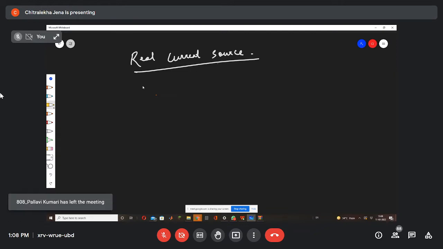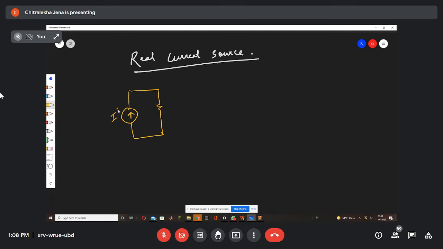Ma'am, it is a constant current source which supplies the same current to any resistance connected across its terminals. Yes, very good. So when you connect a resistance across the current source, whatever the current source is giving, suppose this is I ampere, let it be 10 ampere, that amount of current should flow in the resistance connected across the terminals of the current source.